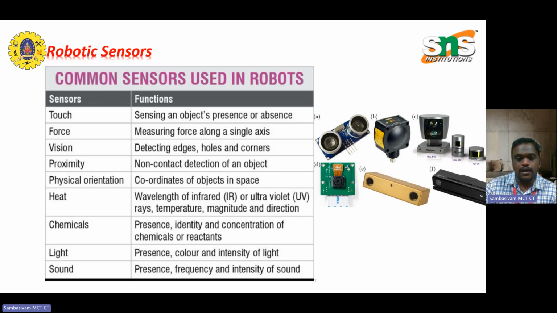When you go for heat, the wavelength of infrared or ultraviolet, magnitude and direction can be identified using heat sensors. And for chemicals, the presence of any concentrated reactants or hazardous materials can be identified using chemical sensors. Light sensors are used to detect the intensity of light, the presence of what type of colors, and whether infrared light is present or not. Finally, the sound sensors: using a sound sensor, the frequency, presence, and intensity of sounds can be identified.